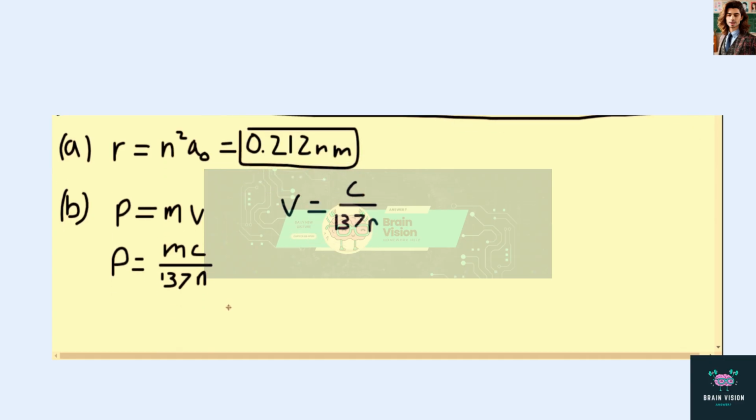Plugging these values in, we find the momentum is equal to 9.95 times 10 to the minus 25, and the units are units of momentum, so this is kilograms times meters per second. We can box this in as our solution for part B.